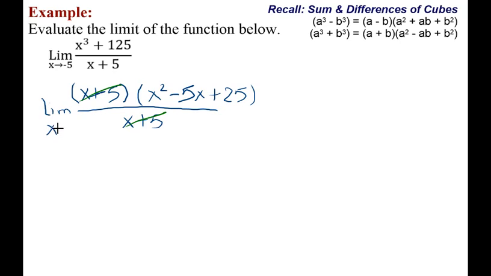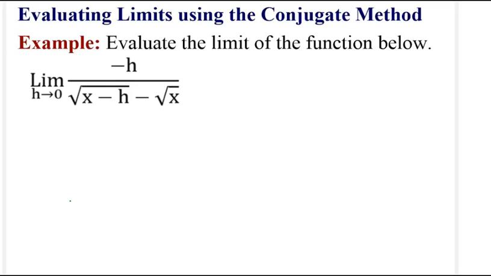So for the limit as x approaches -5, if we now substitute in -5 everywhere, well, -5 squared is 25. -5 times -5 is 25. Plus we have 25. So 25 plus 25 plus 25 would evaluate to 75. So our next method for evaluating limits algebraically is the conjugate method.